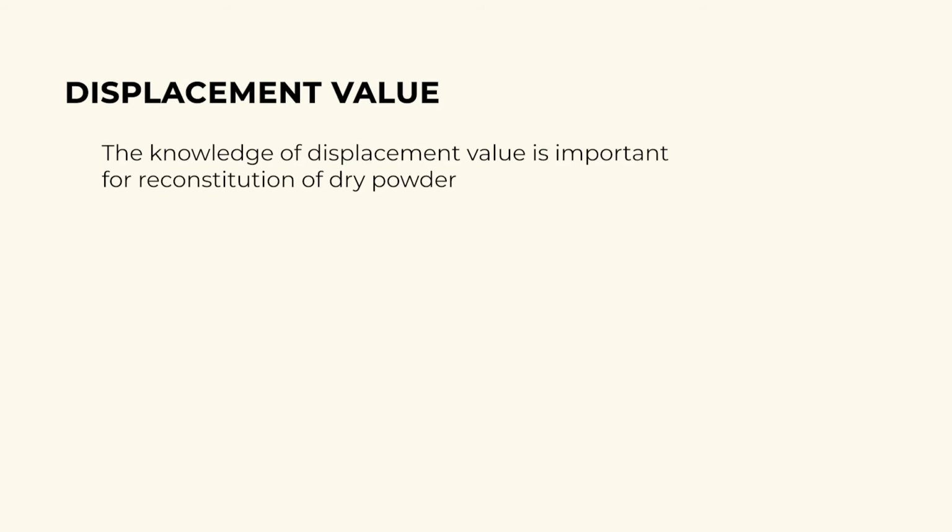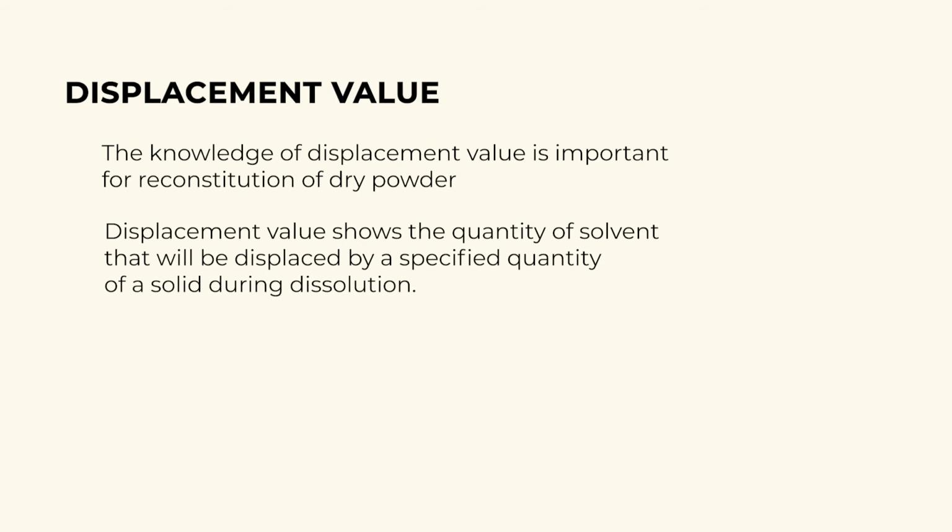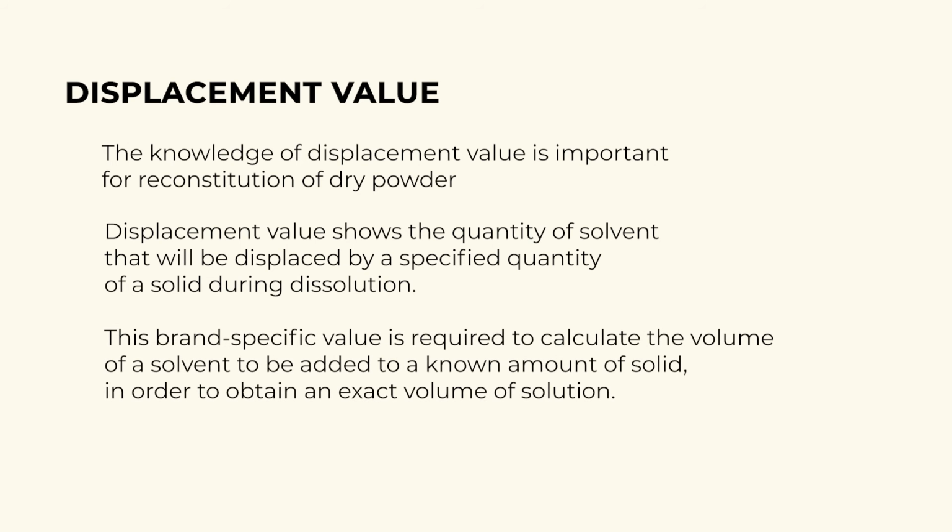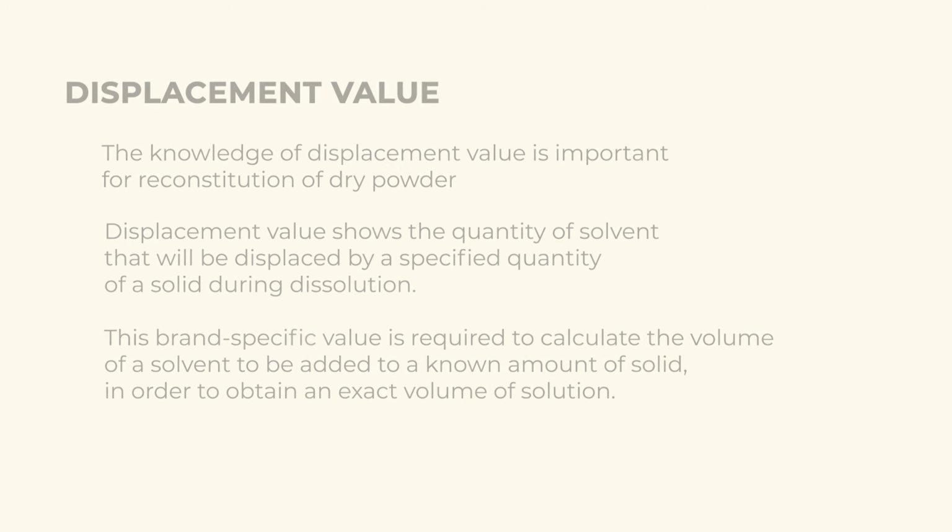The knowledge of displacement value is important during reconstitution of dry powder. But wait, what is displacement value? Displacement value is the quantity of solvent that will be displaced by a specified quantity of a solid during dissolution. This brand-specific value is required to calculate the volume of solvent to add to a known amount of solid in order to obtain an exact volume of solution.